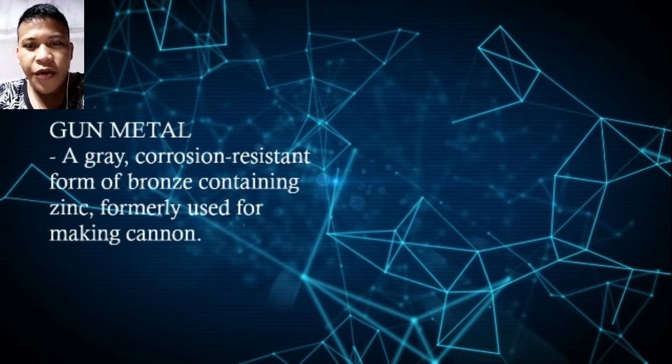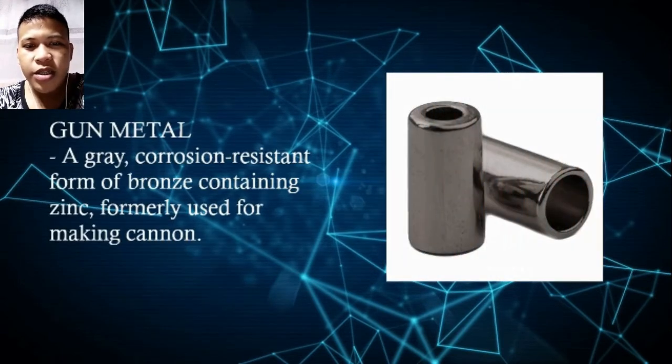Gunmetal, a gray, corrosion-resistant form of bronze containing zinc, was formerly used for making cannon. Gunmetal casts and machines well, and it's resistant to corrosion from steam and salt water. It is used to make steam and hydraulic castings, valves, gears, statues, and various small objects such as buttons.